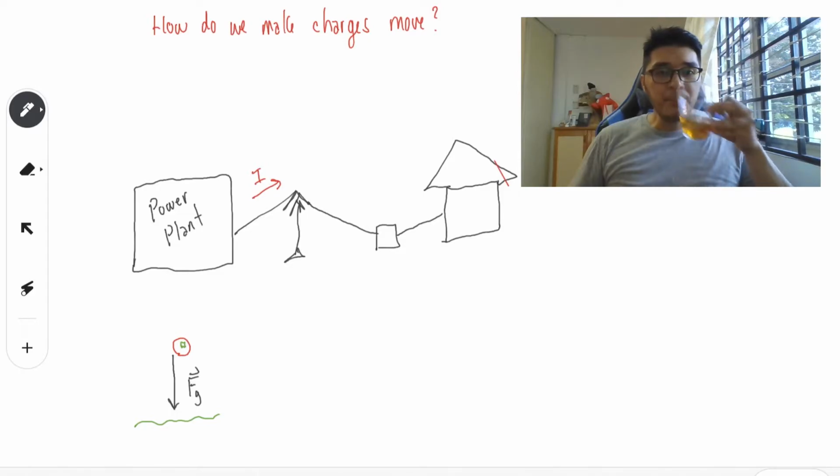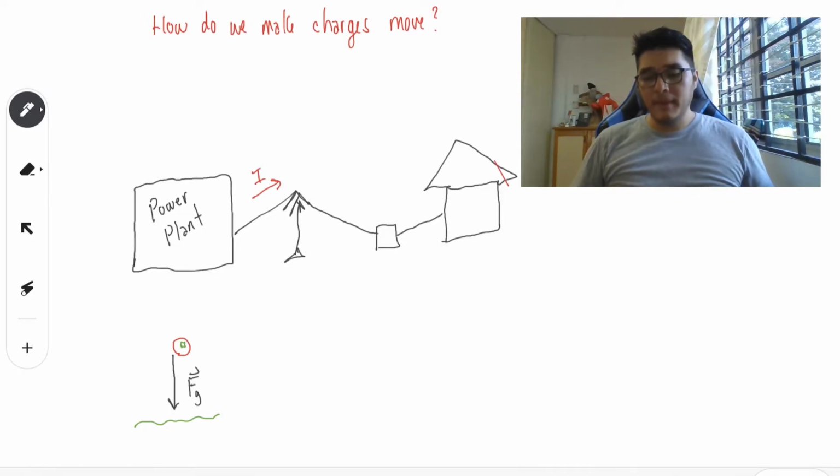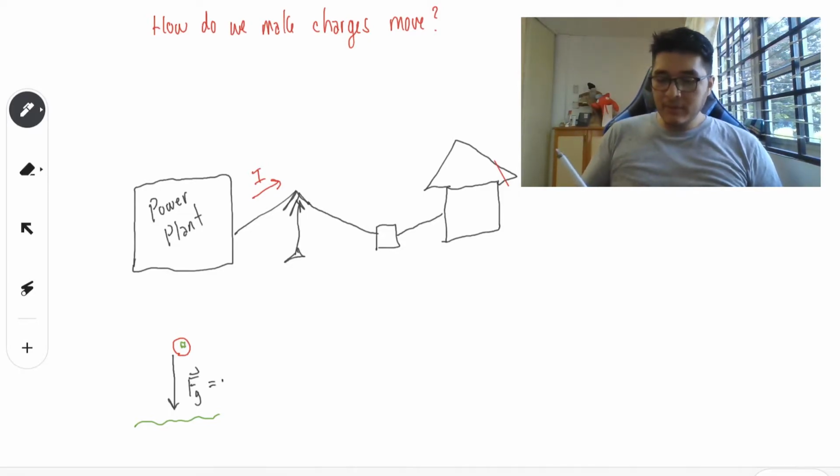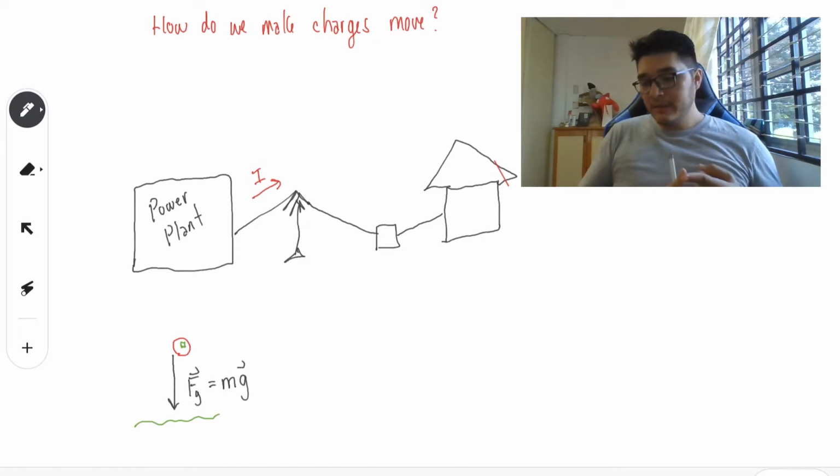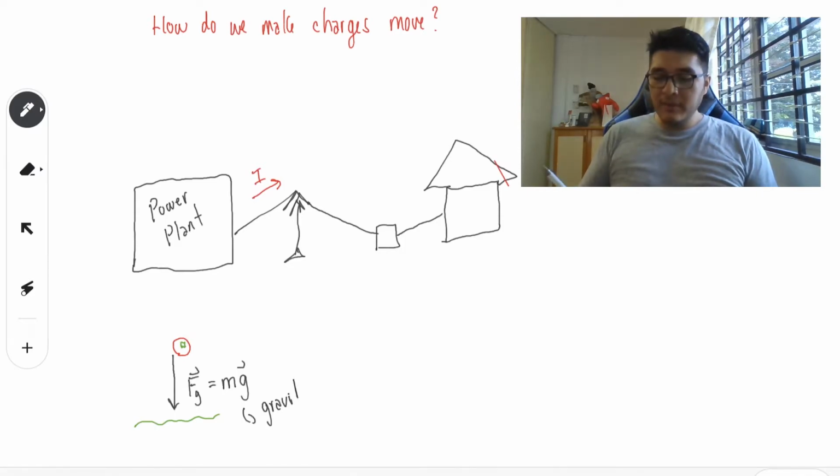Acceleration. With the acceleration. Let me help you out. So the formula for the force of gravity is mg. So you have a mass, it interacts with g. Now this g, we called it the gravitational field.